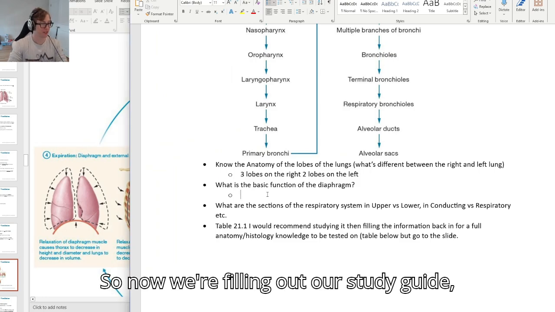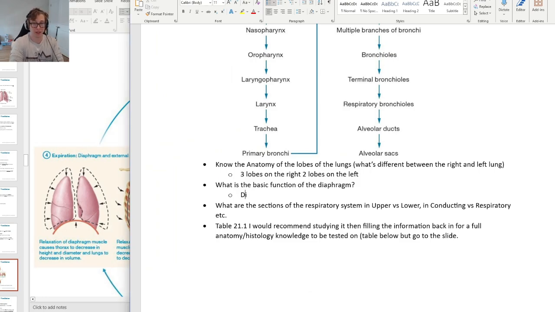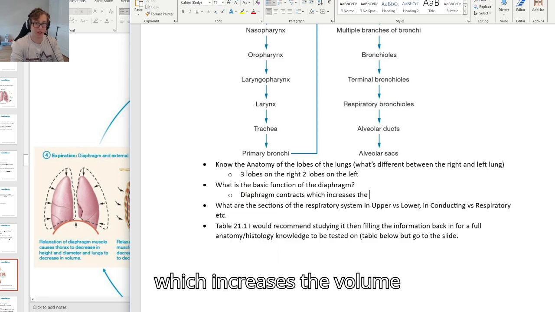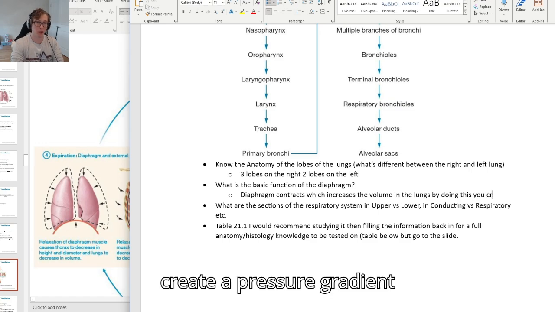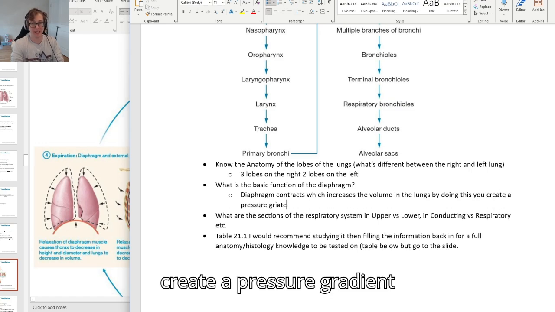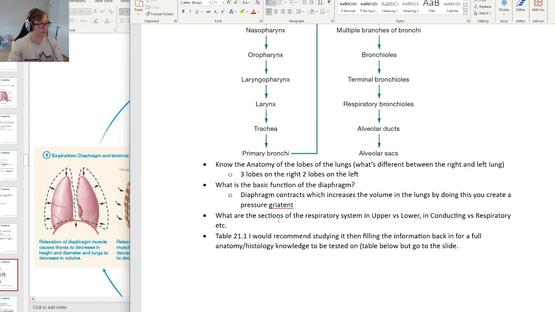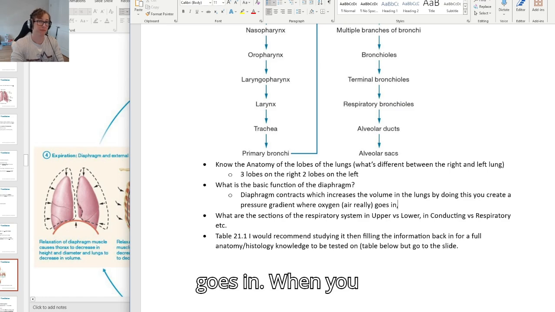So now for filling out our study guide, I would say diaphragm contracts, which increases the volume in the lungs. By doing this, you create a pressure gradient where oxygen, air really, goes in.